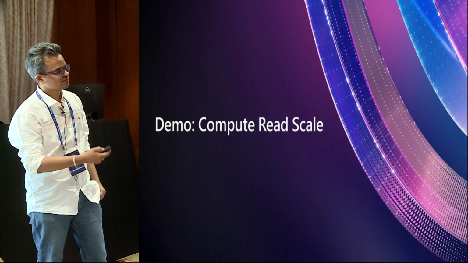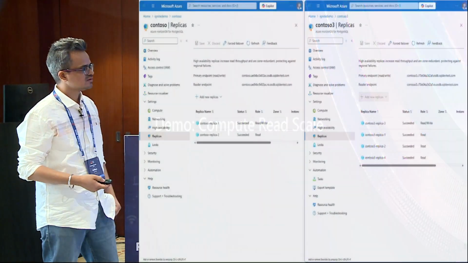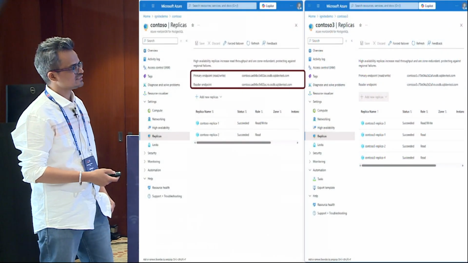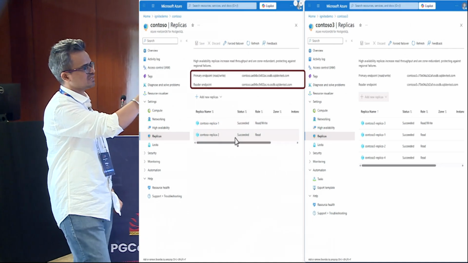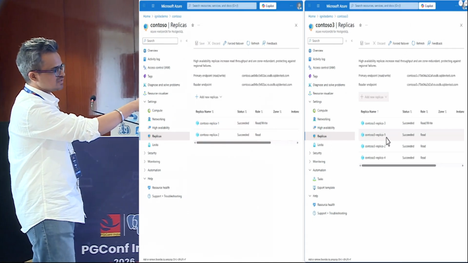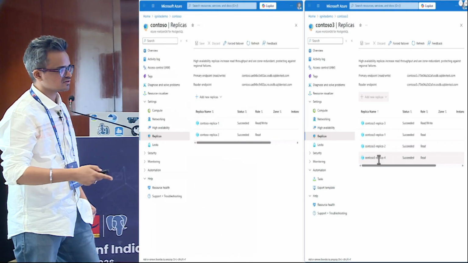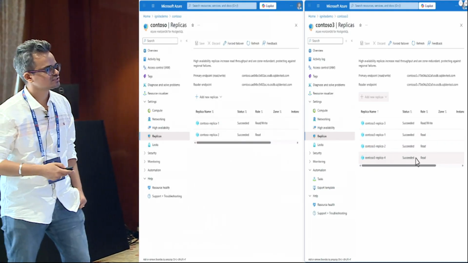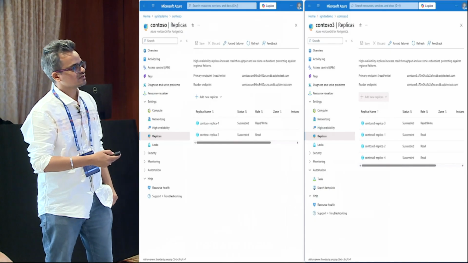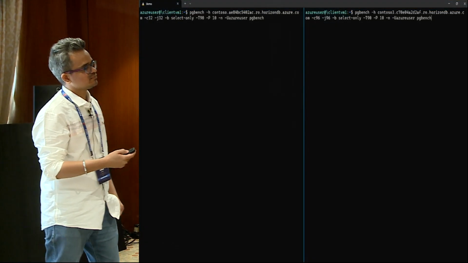And now we wanted to show a demo for the compute read scale. If you see on the left hand side, we have a primary endpoint, read write. On the right hand side also we have a primary endpoint, read write. We have only one replica on the left, and on the right hand side you can see 3 replicas in the picture. So now we will see how the reads are going to take place.